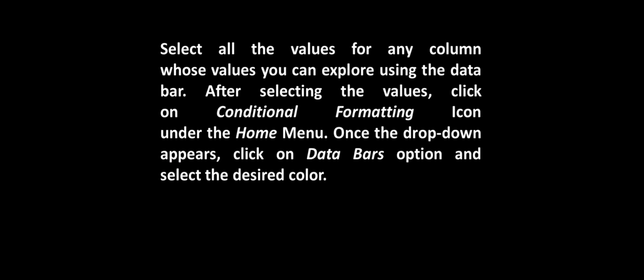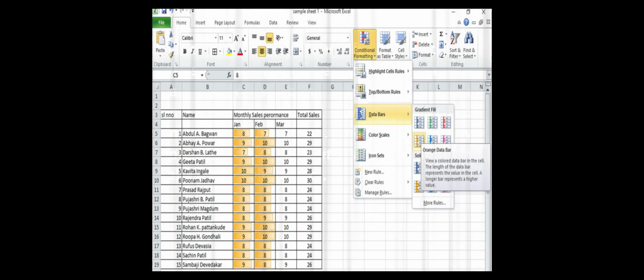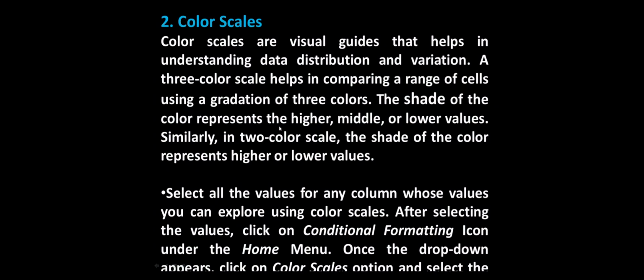Now select the values. After selecting the values, you can use conditional formatting on the Home menu. Use the drop down button that appears. Click on the data bars option and select the desired color. Now you can see conditional formatting, data bars and the respective desired colors. Once it has been selected, the respective columns will get the visualization in the specific way.